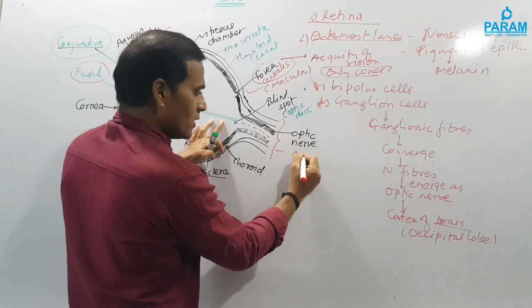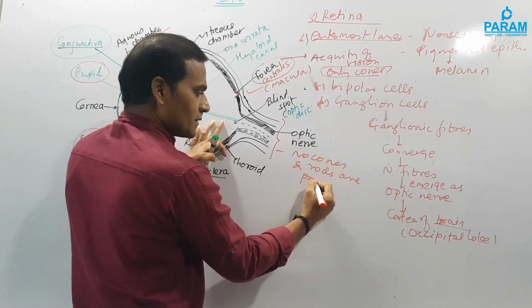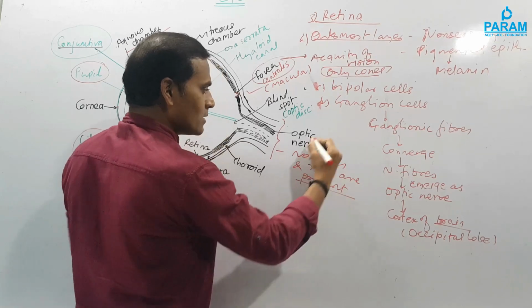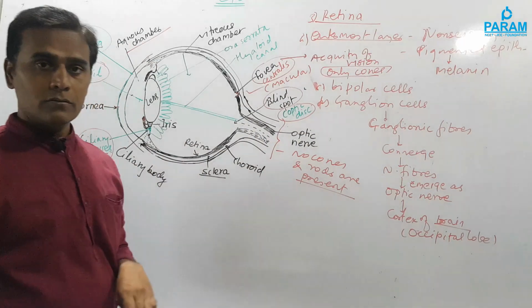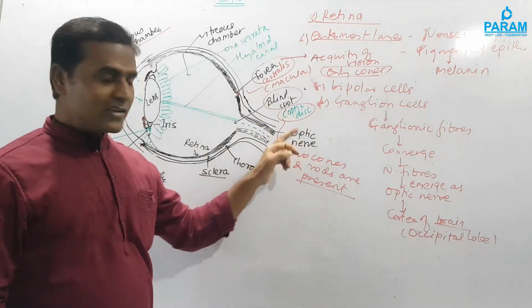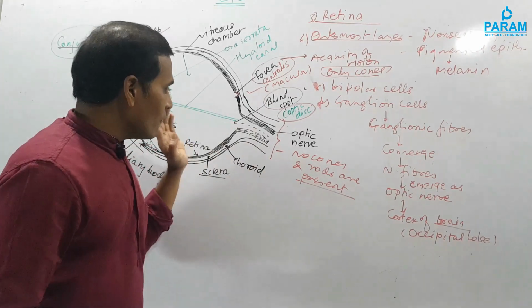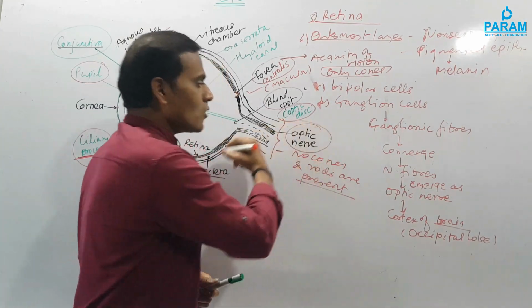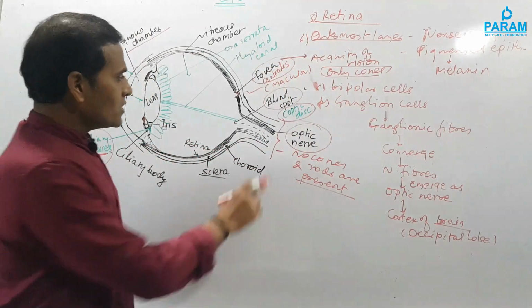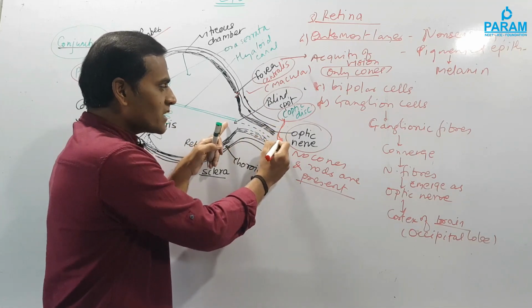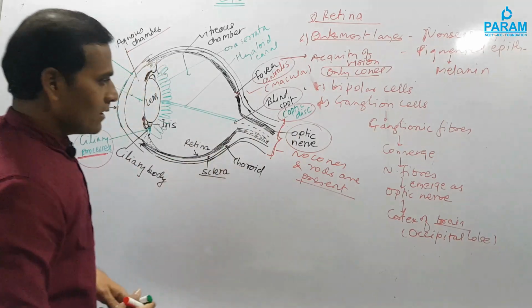In this area, no cones and rods are present, and this area is termed as your optic disc or blind spot. Clear this? What is blind spot or optic disc? It is the area where there is absence of rods and cones, and from where arises the optic nerve, which is supplied to the cortical region of your brain, right. So this is your blind spot. No image formation takes place on the blind spot. Here there is no image formation. Clear this?